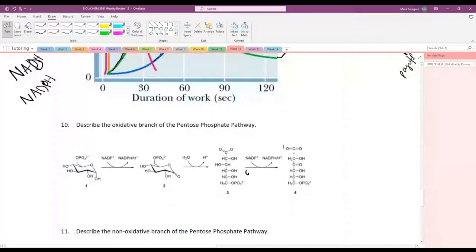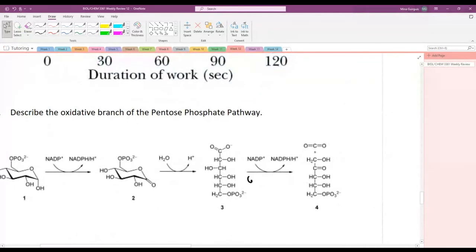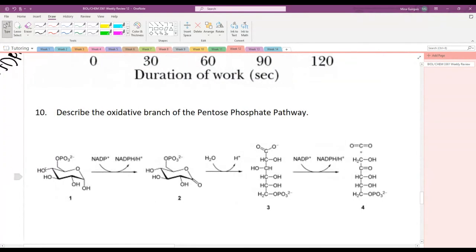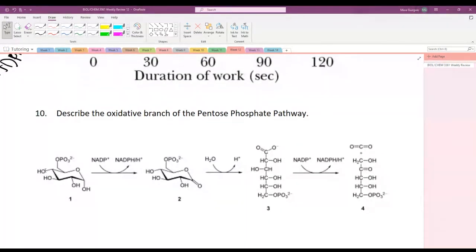So let's go ahead and jump into the oxidative branch. I apologize, that carried over from my notes. Let's start off with what we're dealing with. We're dealing with glucose 6-phosphate. That's what number 1 is. Glucose 6-phosphate.